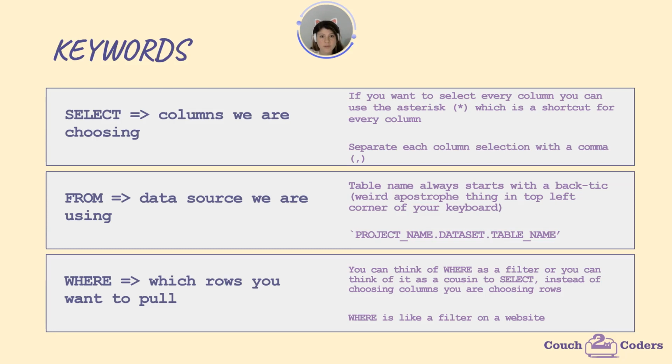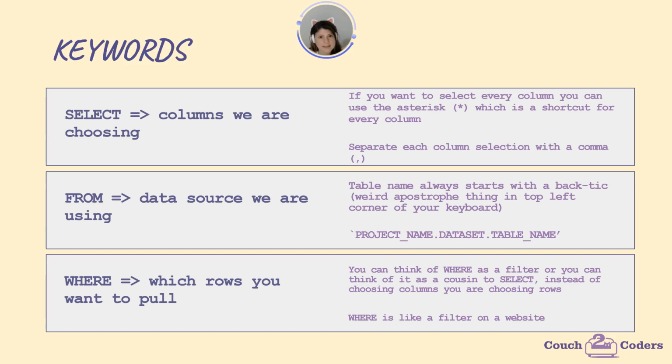We've been covering a lot of new keywords recently, so let's just take a minute and review everything we've learned and introduce our new keyword GROUPBY. We have select. Select tells us which columns we're picking, and we think of select as cutting up our data vertically, pulling individual columns. From tells us what data source we're using, where we're getting all of our information from.